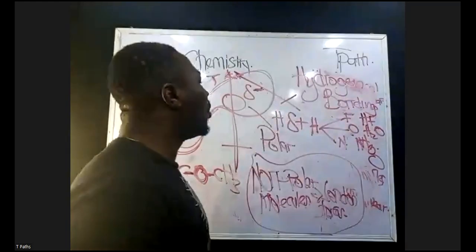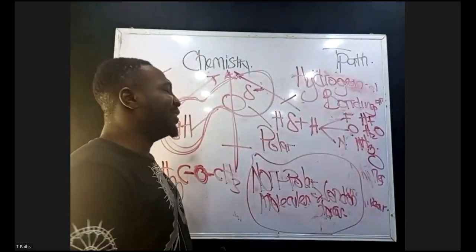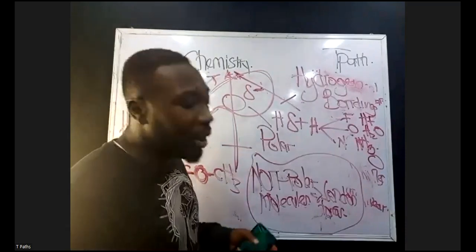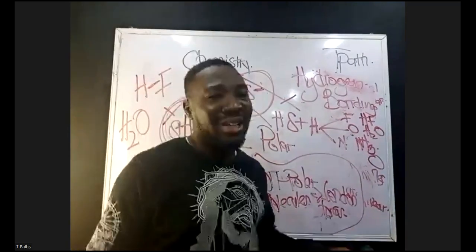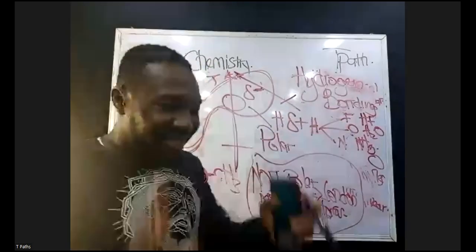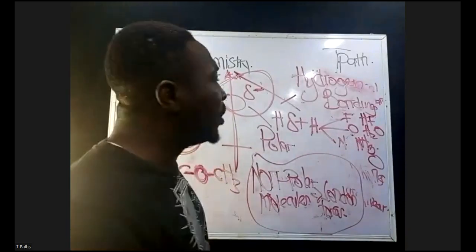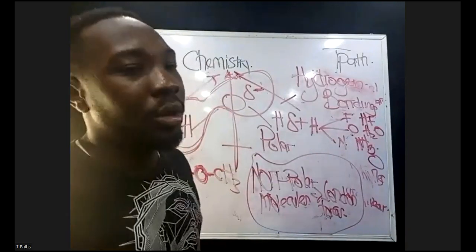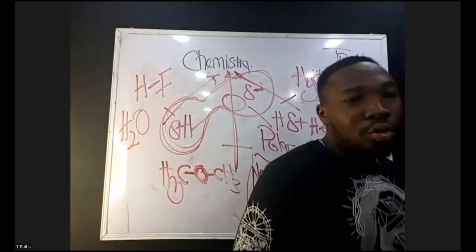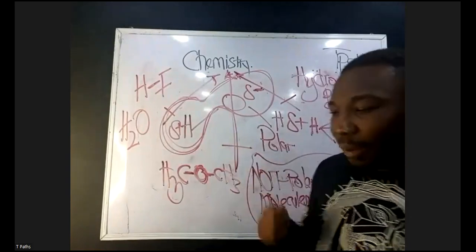Lastly, we have metallic bonding. What is metallic bonding? Metallic bonding is a result of what they call the sea of electrons. That is when you have electrons of metals together, forming a sea. Metallic bonding is responsible for the bonding that takes place in metals. So you need to know about this: metallic bonding takes place in metals.